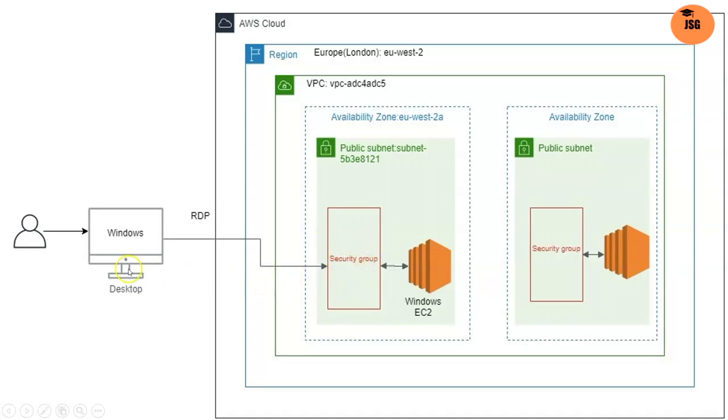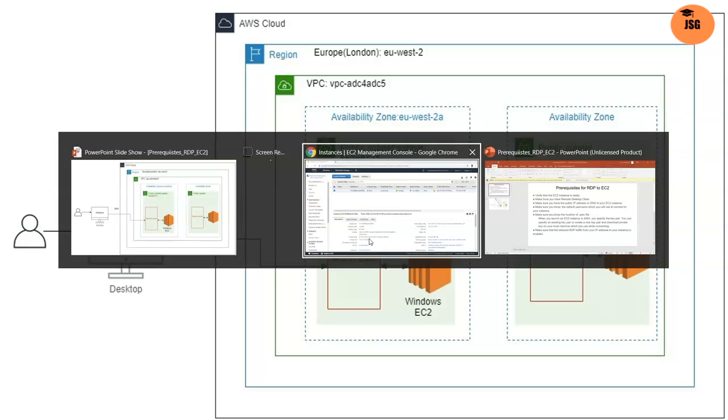So what we are going to do, from outside this AWS environment, from my machine, which is again a Windows machine, is RDP to this particular Windows EC2 instance. Because the security group allows RDP traffic, I will be able to successfully connect to this Windows EC2 instance. Okay, so now what I want to show you is there are some prerequisites which we should make sure are in place before we try to make a connection with the EC2 instance. So let us have a look at those prerequisites quickly.